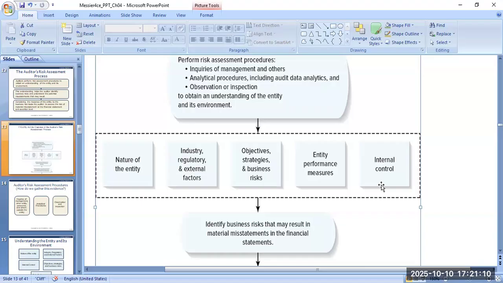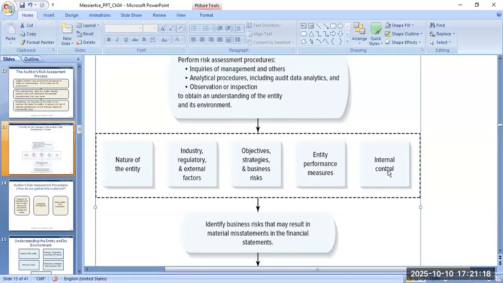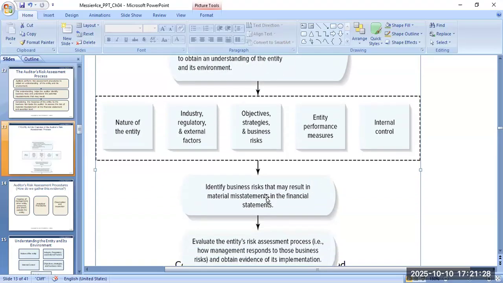And then we're going to assess the internal control. Once we identify the business risk, again, we're doing observation of the internal control. Is the internal control in place? Does it exist? We're not testing it yet. We're going to test it later in the lecture. Now we're going to identify the business risk that may result in material misstatement.